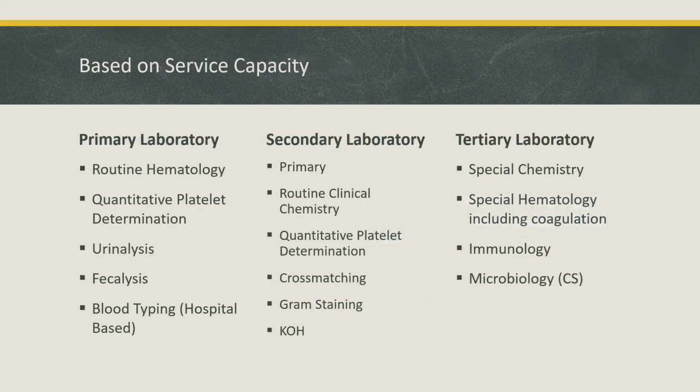Okay, so based on service capacity, we have here the primary laboratory, the secondary laboratory, and the tertiary laboratory. So pag sinabi nating primary laboratory, you are only limited to routine hematology. When we said routine hematology, it includes the CBC, hemoglobin, hematocrit, and differential count. Okay? Quantitative platelet determination, routine urinalysis, routine fecalysis, and blood typing. However, not all primary laboratories are capable of performing blood typing.